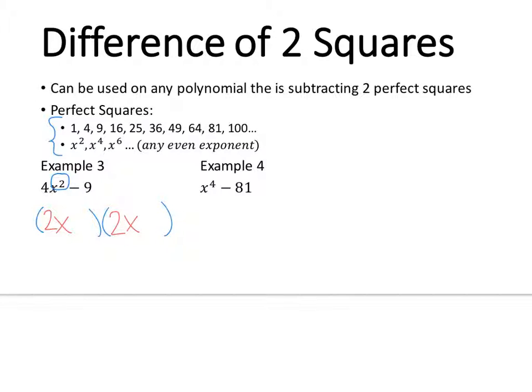And the square root of 9 is 3. Then what you're going to do is add one set and subtract the other. So that is your difference of two squares. Example number 4 we'll actually do in class together, so you just need to get example number 3 down.